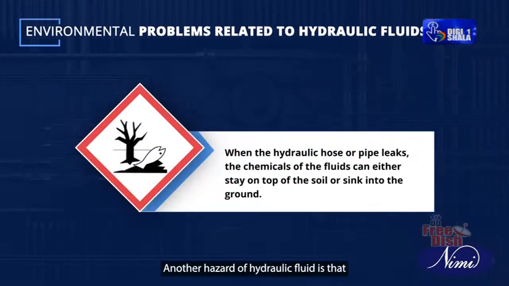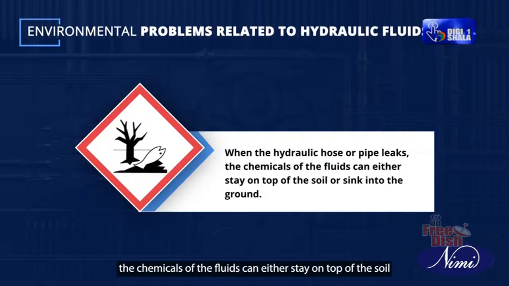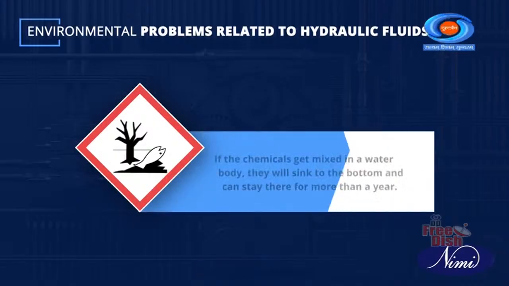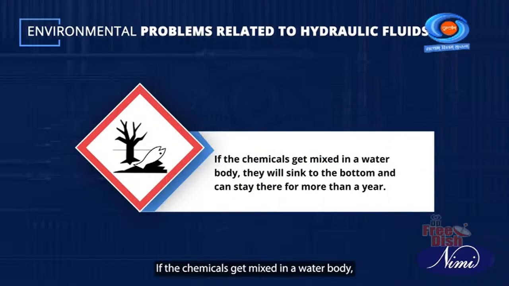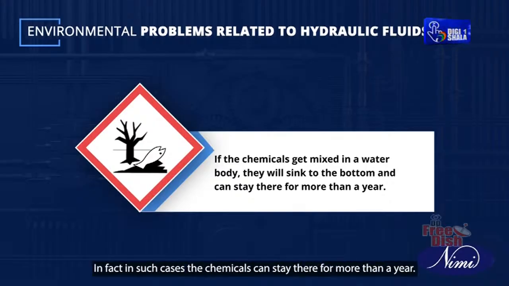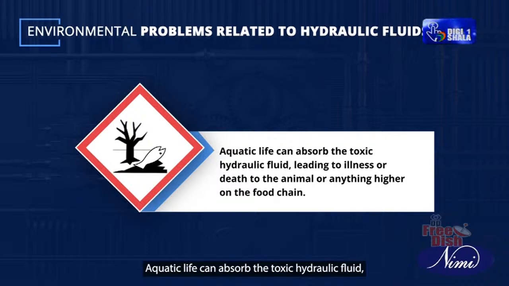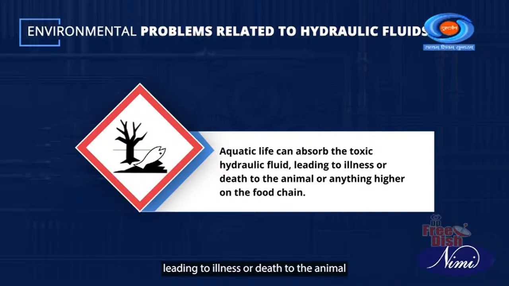Another hazard of hydraulic fluid is that when the hydraulic hose or pipe leaks, the chemicals of the fluids can either stay on top of the soil or sink into the ground. If the chemicals get mixed in a water body, they will sink to the bottom. In fact, in such cases, the chemicals can stay there for more than a year. Aquatic life can absorb the toxic hydraulic fluid, leading to illness or death to the animal or anything higher on the food chain.